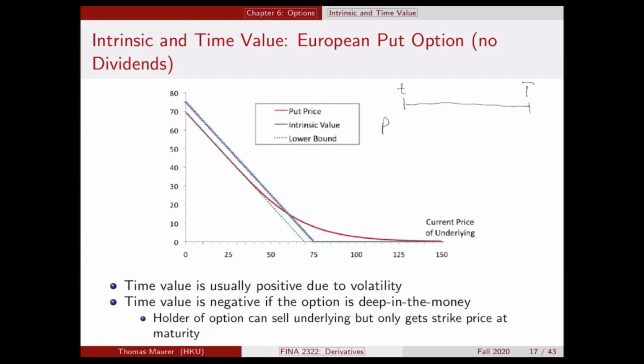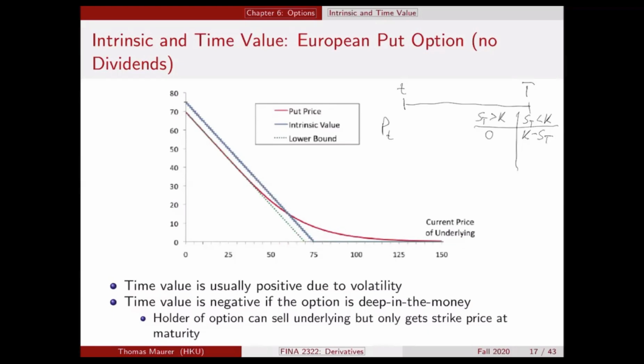If you have a put option, which costs P_t dollars today, then if the price of the underlying in the future is larger than K dollars, then you're not going to exercise that put option and its payoff is 0. But if the price of the underlying is less than K dollars, then you exercise the put option and you receive K minus S_T dollars.